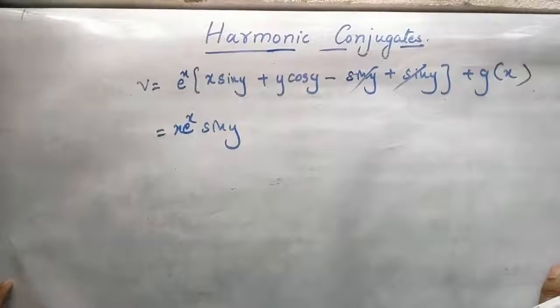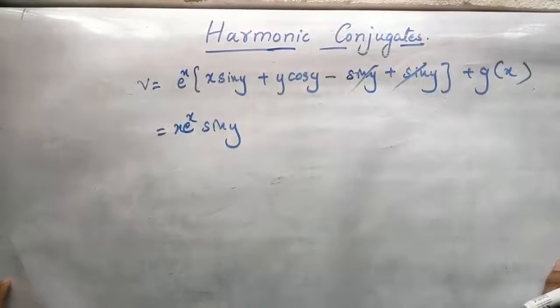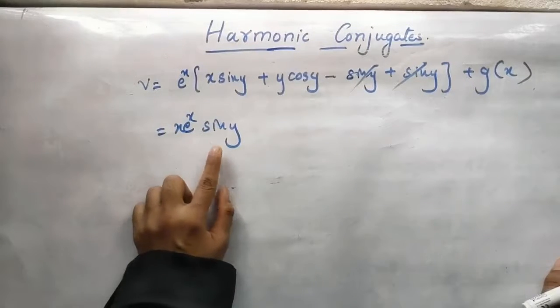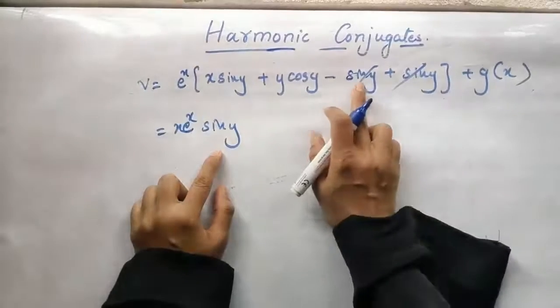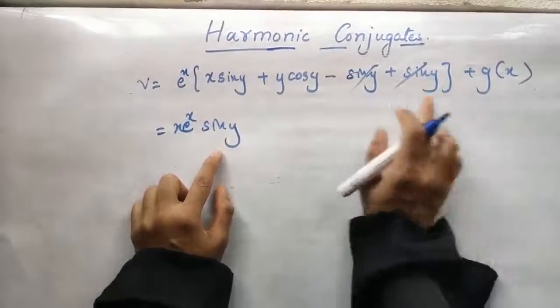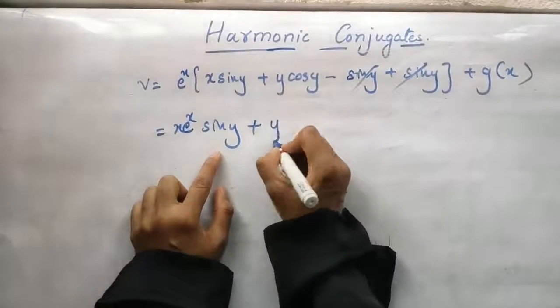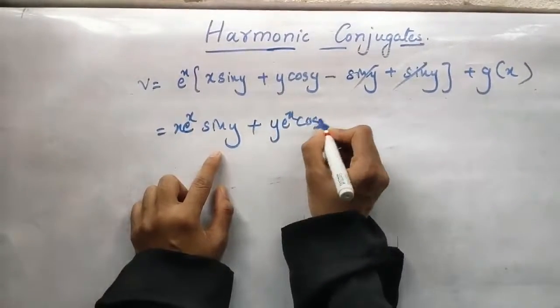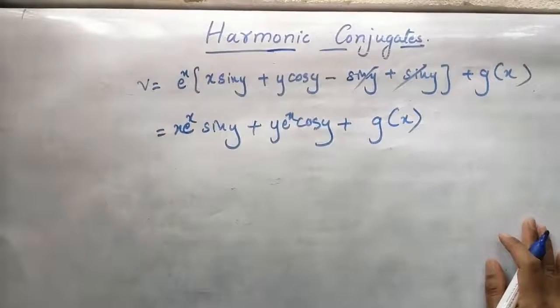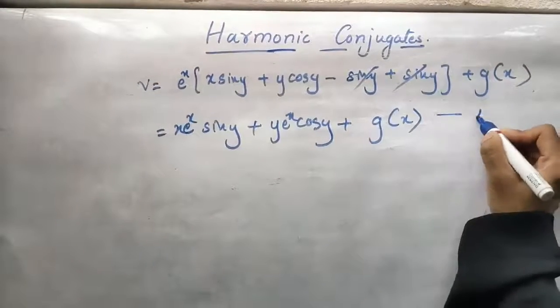Just here on simplifying, your v will be the second part of v. You are getting it in the form v is equal to e to power x into e to power x sin y. Now plus sin y minus sin y, as I told you, it will get cancelled. Then plus y into e to power x cos y plus an arbitrary function of x, say g of x. Call this equation 4 for you.